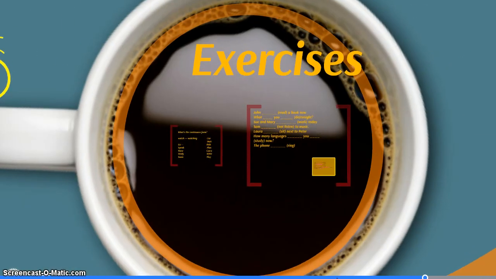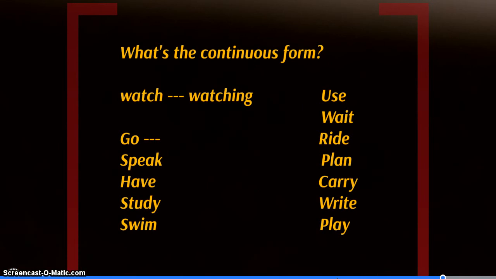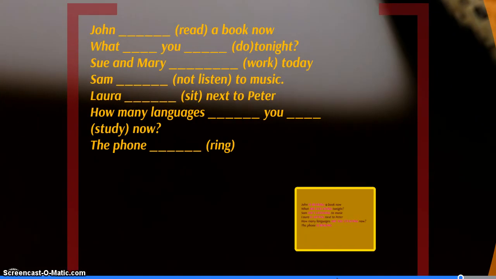Are you ready for some exercises? Okay, what's the continuous form? Stop the video now and write the continuous form of these verbs. We're going to check this in class. Have you finished? Another tiny exercise for the brave ones. Complete these sentences with the verb in brackets in the continuous form. Don't forget the auxiliary. Stop the video and complete the exercise before you check your answers.